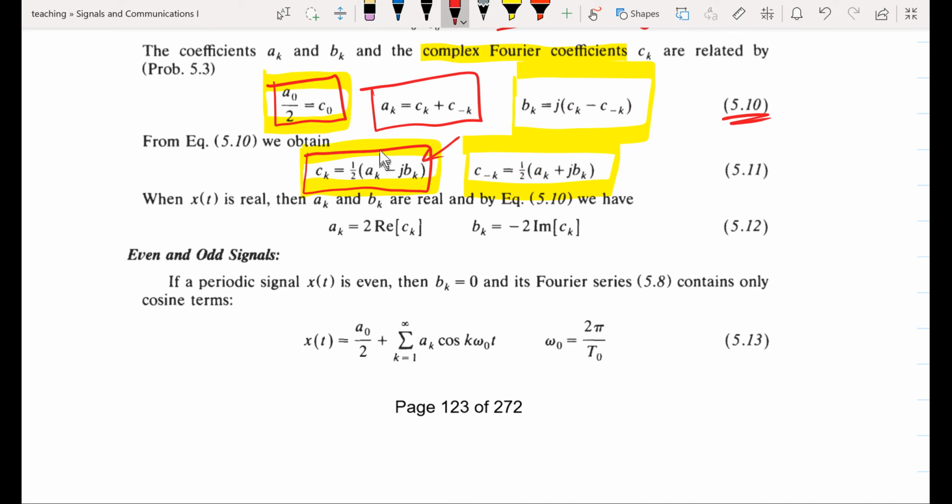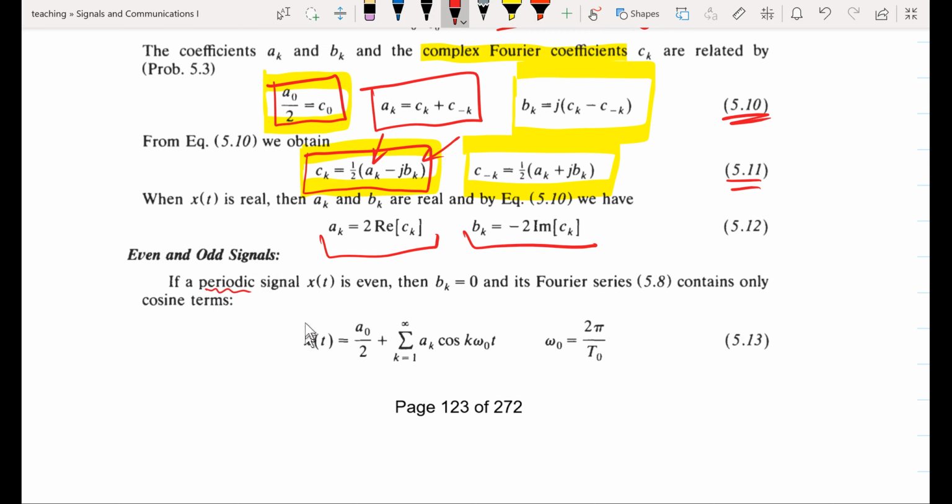It has a real term a k and an imaginary term b k, and for that reason equation 5.11 holds, and we are saying that a k is twice the real part of c k, and b k is twice the imaginary part of c k. And now let's talk briefly about even and odd signals and how they get represented when we transform them to a Fourier series.